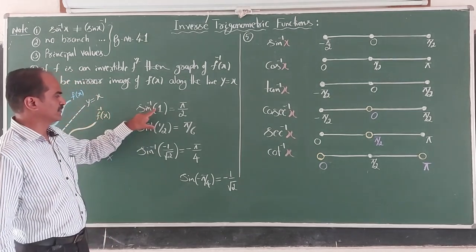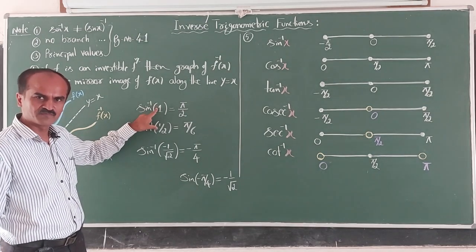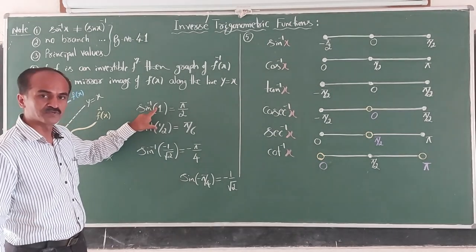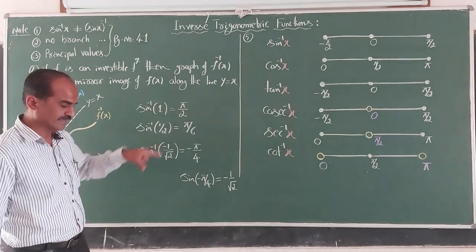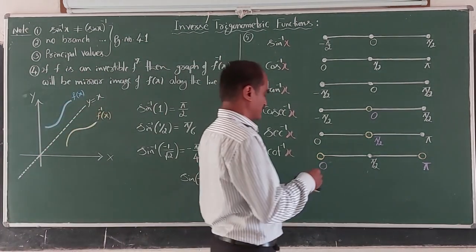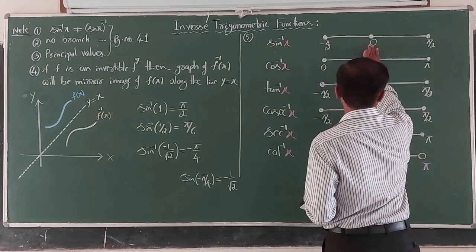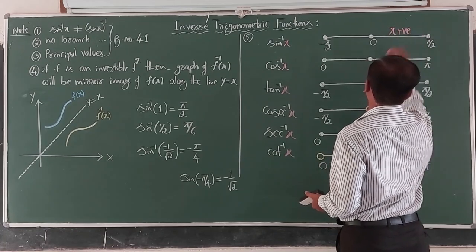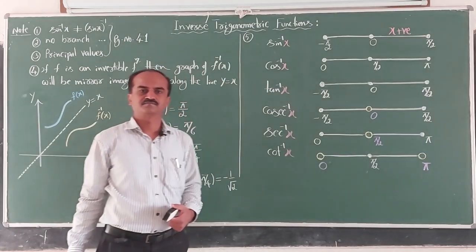Now, observe here. Here I have taken two values of x. Of course, they lie in the interval minus 1, 1, but now they are positive. When x values are positive, observe the angle. They are lying in the interval 0, pi by 2. So, whenever x is positive, sin inverse x will give us the angle in the range 0 to pi by 2.